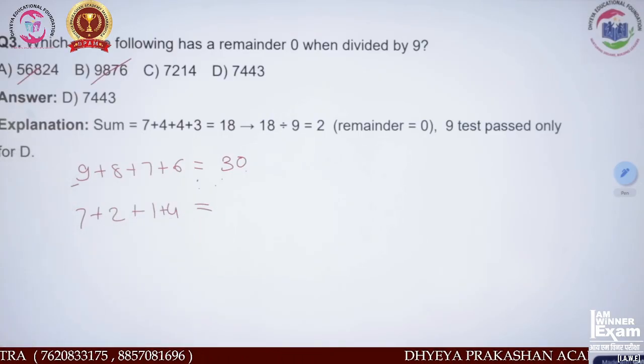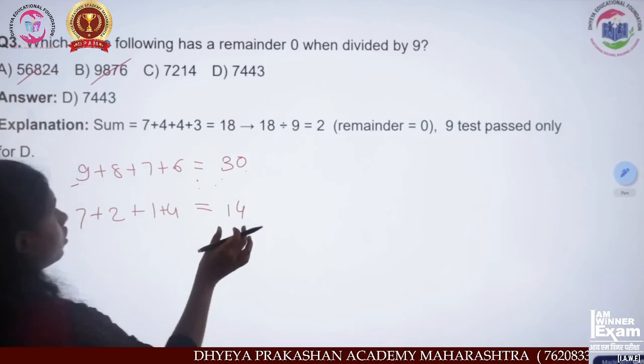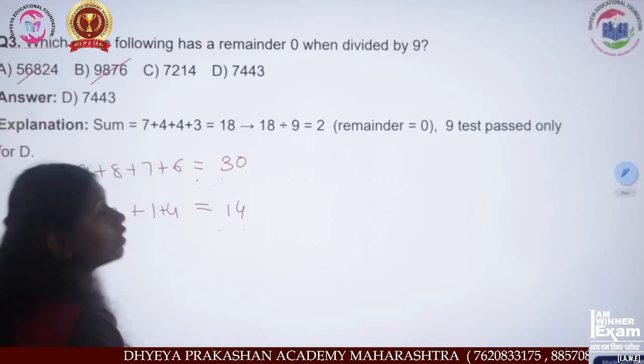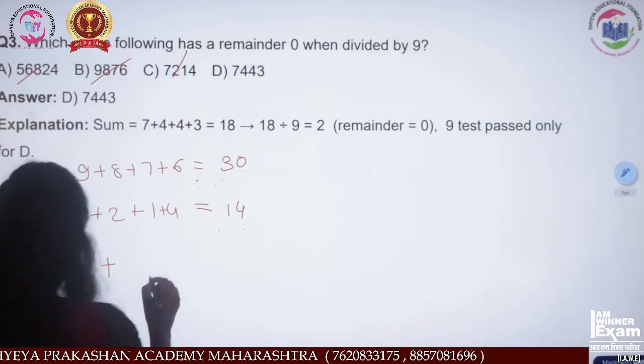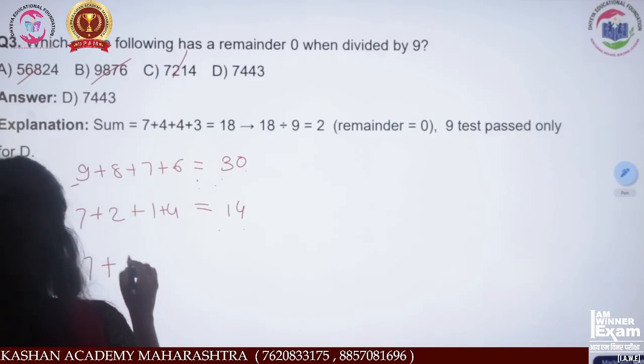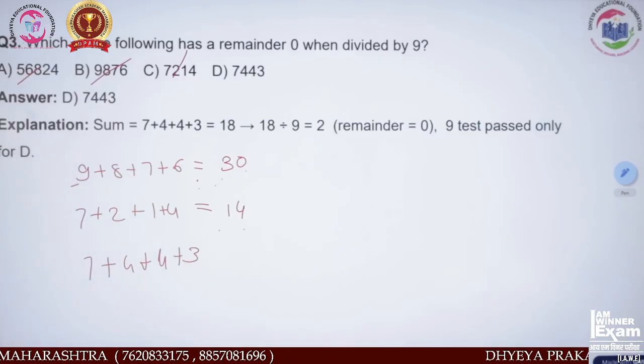Okay. So 7 plus 2 plus 1 plus 4, you will get it as 14. Whether 14 is divisible by 9? So no. Then next number, that is 7 plus 4 plus 4 plus 3. Now 7 plus 4 plus 4 plus 3.